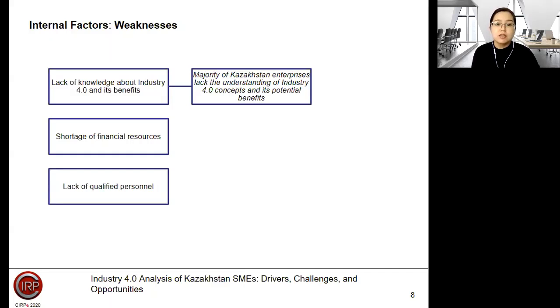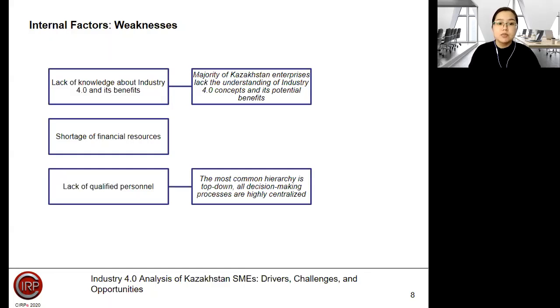And the third will be the lack of qualified personnel in SMEs, also frequently mentioned in the literature, while the qualification of the top management is not less relevant, since for Kazakhstan SMEs, the most common hierarchy is top-down. All decision-making processes are highly centralized. Therefore, the lack of awareness by top management about Industry 4.0 negatively affects not only them, but also the overall qualification and knowledge level of employees in the organization.